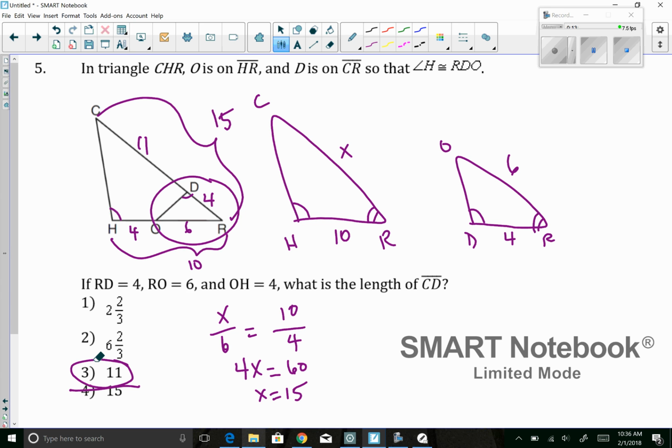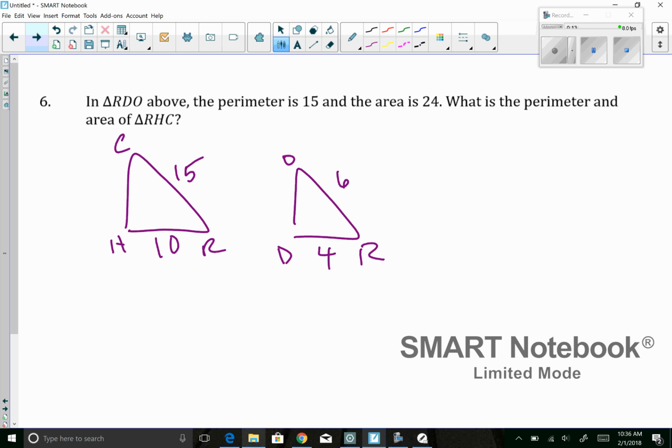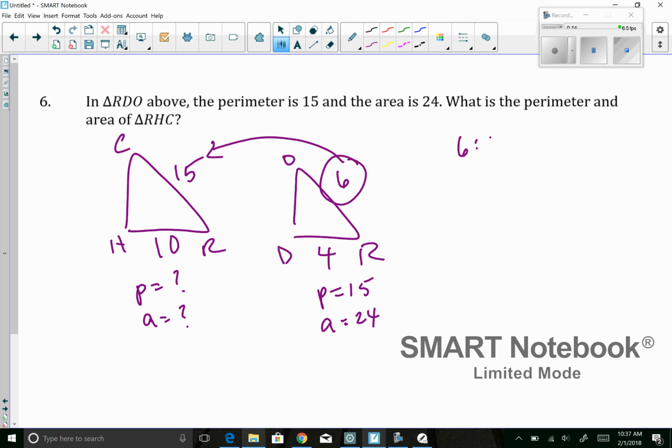Now let's take the same question and do some added stuff to it. So here are our two triangles again. It says in the two triangles, the smaller one, RDO, has a perimeter of 15 and an area of 24. And it wants us to find the perimeter and the area of the larger triangle. So one of the things we know is that the perimeters' ratio is the same as the sides. So if I pick one set of corresponding sides, they're going to have the same ratio as the perimeters. So the sides are in a ratio of 6 to 15, which reduces to 2 to 5.